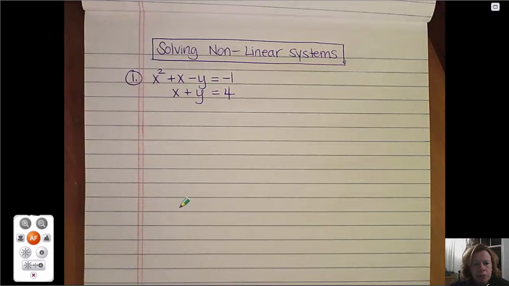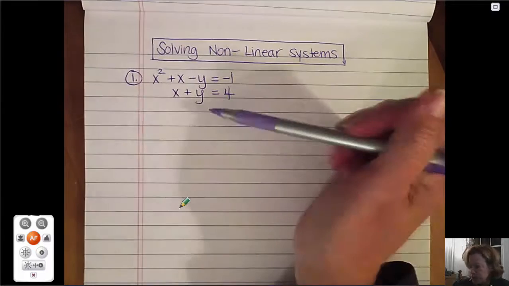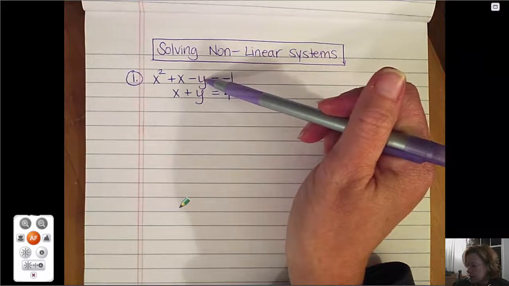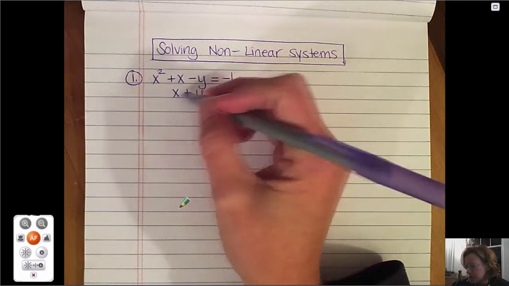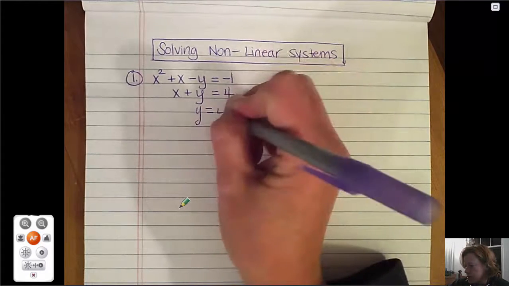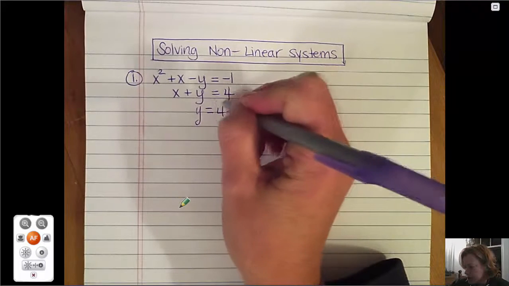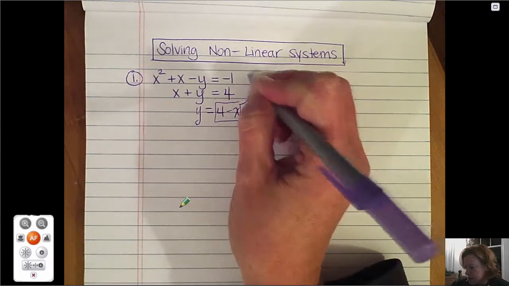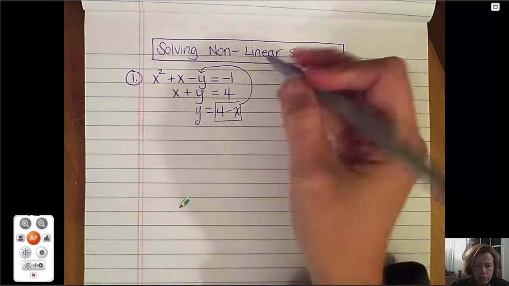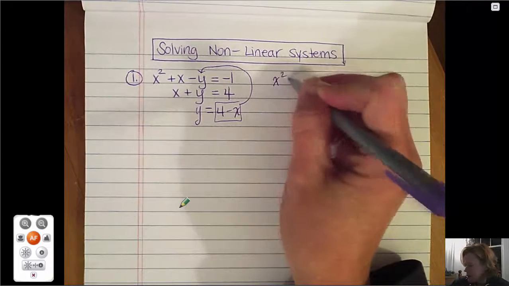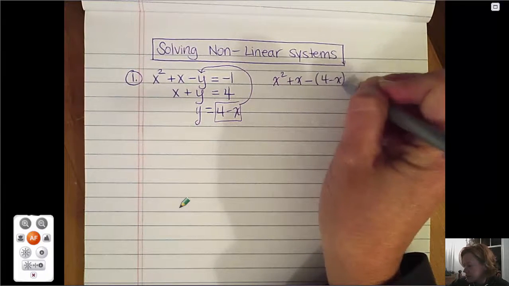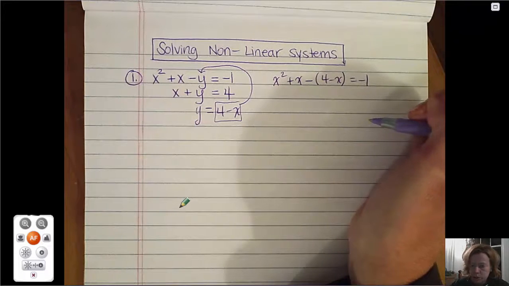I think the way I would approach this one is to take my second equation and solve for y, and then substitute that expression into the first equation. So that's what I'm going to do. I'm going to take x plus y equals 4 and get y alone. So y equals 4 minus x. Now I can take that expression, 4 minus x, which I know is equal to y, and substitute it into the other equation. So now I have x squared plus x minus y, but y is 4 minus x, equals negative 1. Now I'm down to one equation.